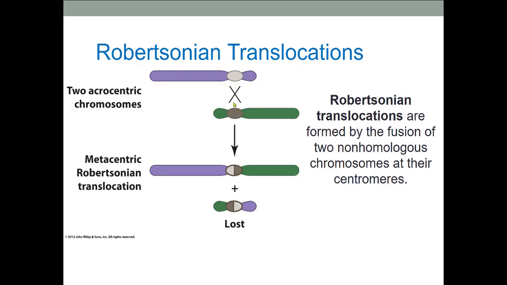If this happened, you can see we'd get 1 quite large chromosome and 1 really tiny chromosome. And generally speaking, that tiny little fragment would be lost over time. So we'd have a loss of this genetic material, like the P arms of these 2 acrocentric chromosomes.